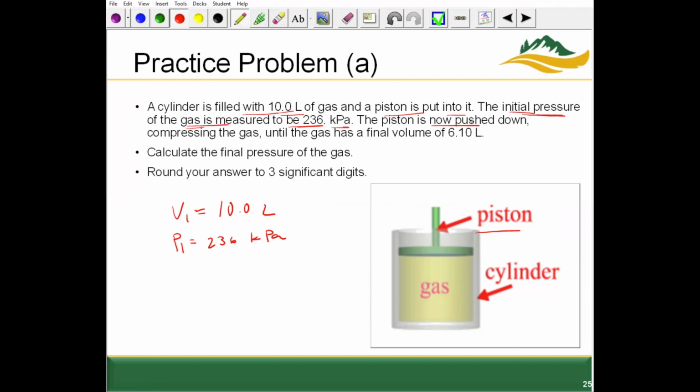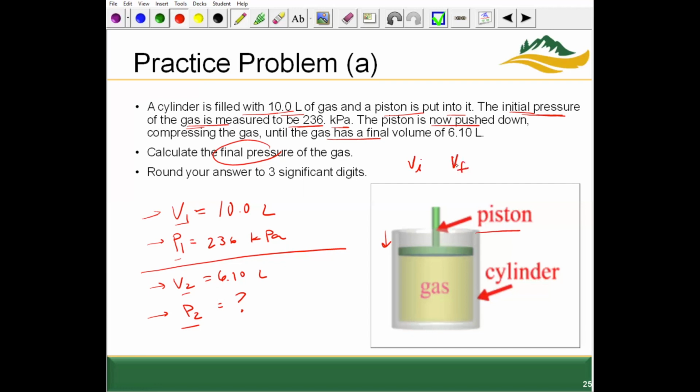The piston is now pushed down, so we're applying some pressure, until the gas has a final volume, or V2, of 6.10 liters. Calculate the final pressure of the gas. So here we're definitely going to use Boyle's law, because we're given information about volume initially, pressure initially, and volume at the end, and then we're asked to solve for the final pressure. You can label these as initial and final, or V1 and P1, V2 and P2, whatever notation you like to use.